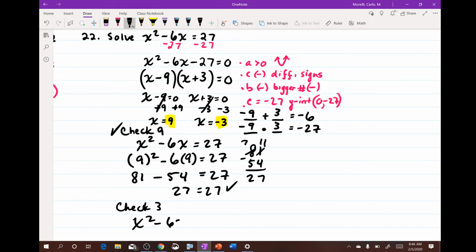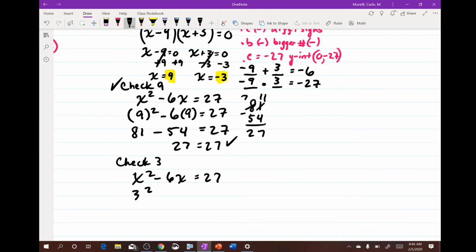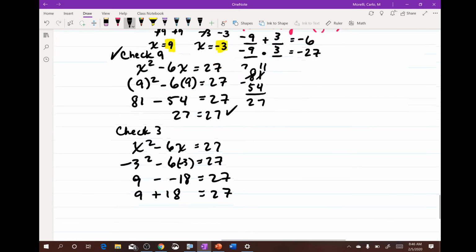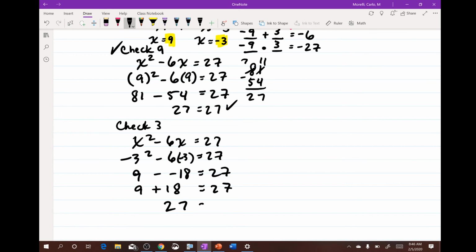X squared minus 6x equals 27. So 3 squared minus 6 times 3 should also equal 27. 3 squared is 9. Oh, wait, it's negative 3. Okay. So negative 3 squared is 9 minus 6 times negative 3. So that's minus negative 18 equals 27. Well, 9 minus a negative is 9 plus 18 equals 27. Does 9 plus 18 equal 27? Mm-hmm. So 27 equals 27. You just checked 3.